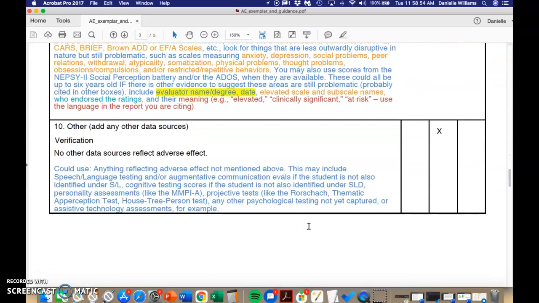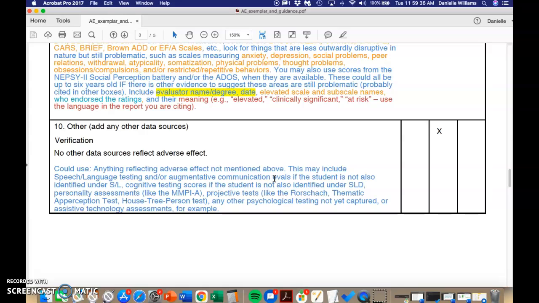And then lastly, we have box 10, which is kind of a catch-all for any other information not captured in the first 9 boxes that might also help to verify adverse effect. This might include things like speech-language testing, augmentative communication evaluations. Generally, those are for students if it's not already captured on a speech-language form. If they're not qualifying under speech-language, but it still has some relationship to the student's disability, such as a student with autism who is nonverbal or has some challenges related to speech and language, but is only identified under the autism category, you might put that information here in box 10.